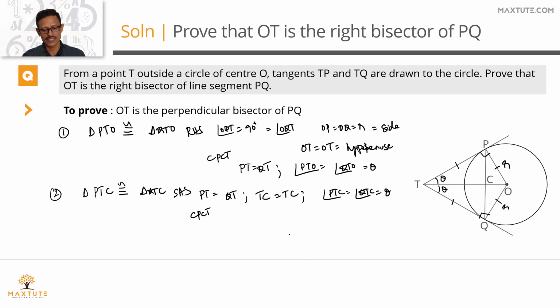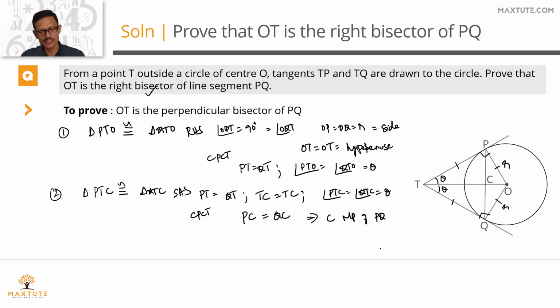I'm going to look at the third side. The third side is basically PC in one triangle and QC in the second triangle. So PC is equal to QC. If PC is equal to QC and PQ is a line segment we are talking about, then C has to be the midpoint of PQ. C is the midpoint of PQ. Then basically OT bisects PQ. We've established the bisecting part.